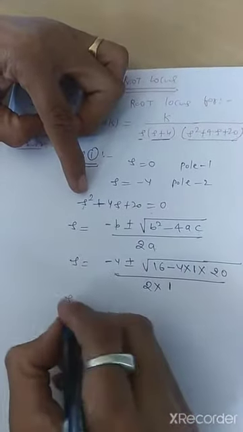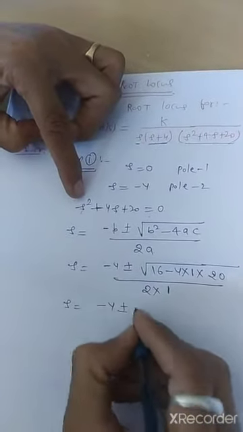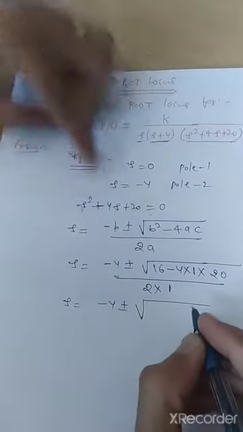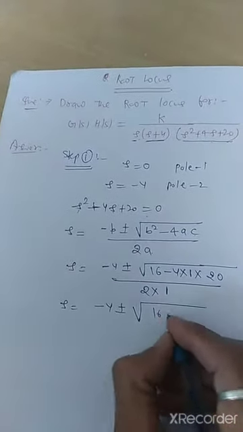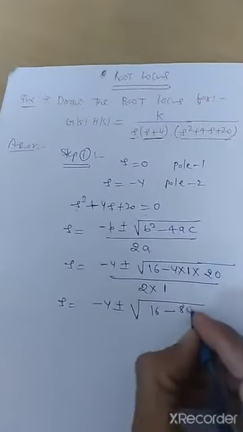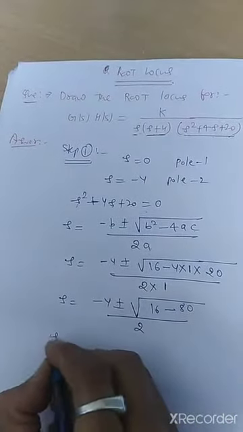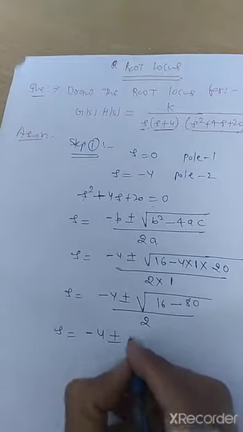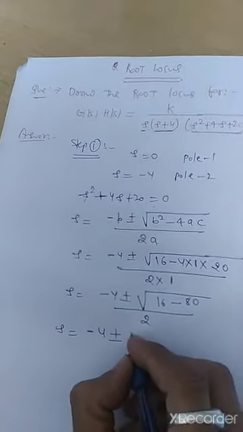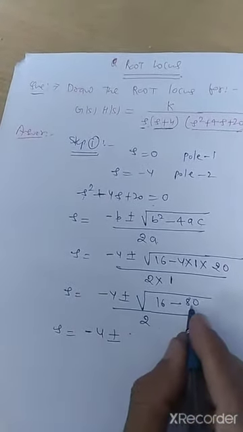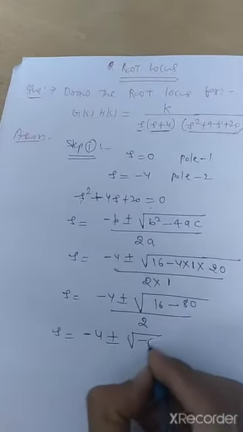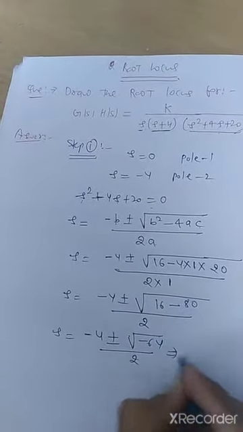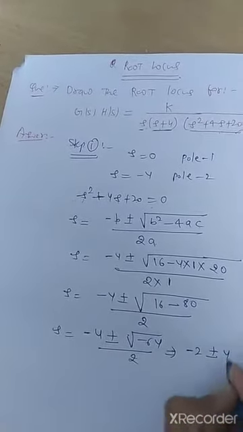A is what is the constant with S square? Nothing, so 1. So S equal to minus 4 plus minus root of 16 minus 20 multiplied by 4, that is 80, divided by 2. So it will be equal to minus 4 plus minus, and what is this, 16 minus 80, that is root of minus 64, divided by 2. It means minus 2 plus minus 4j.